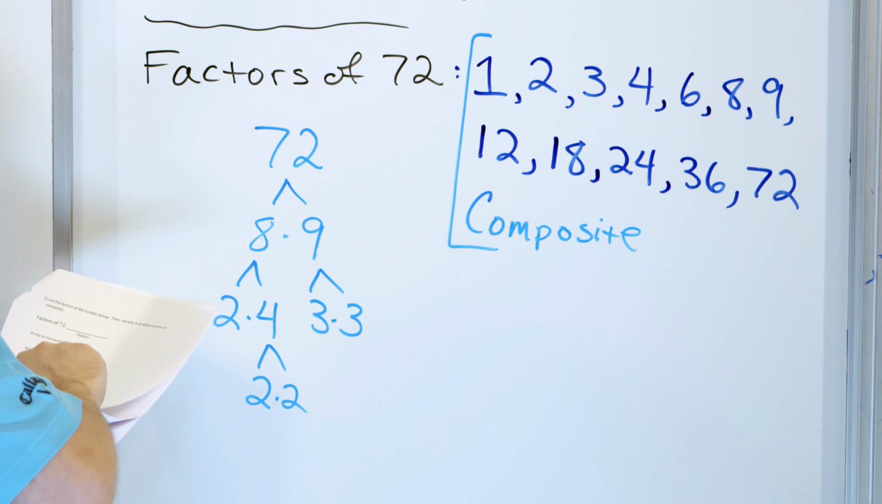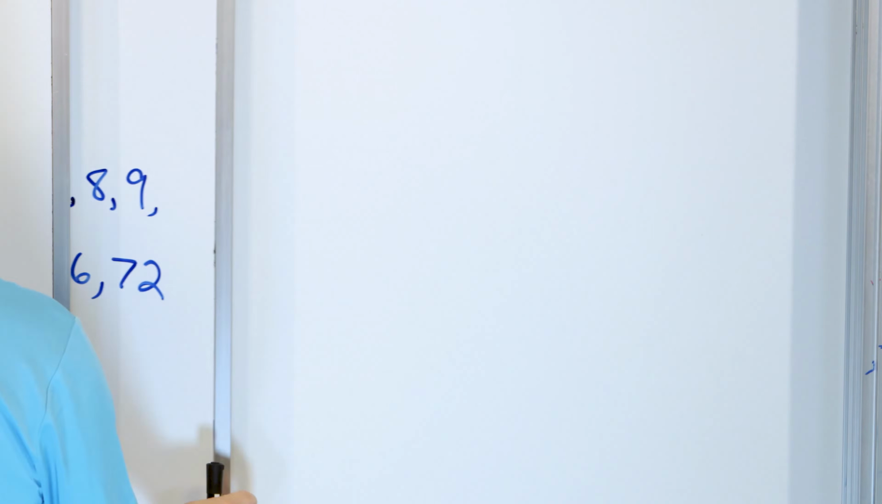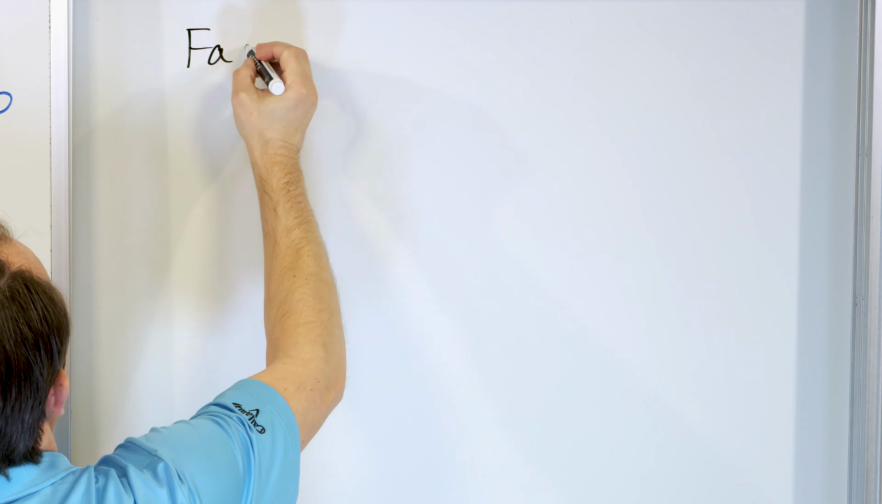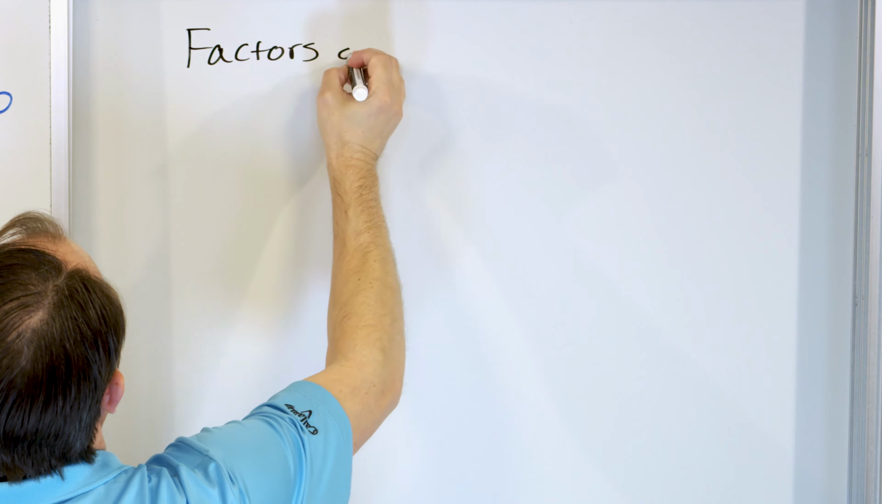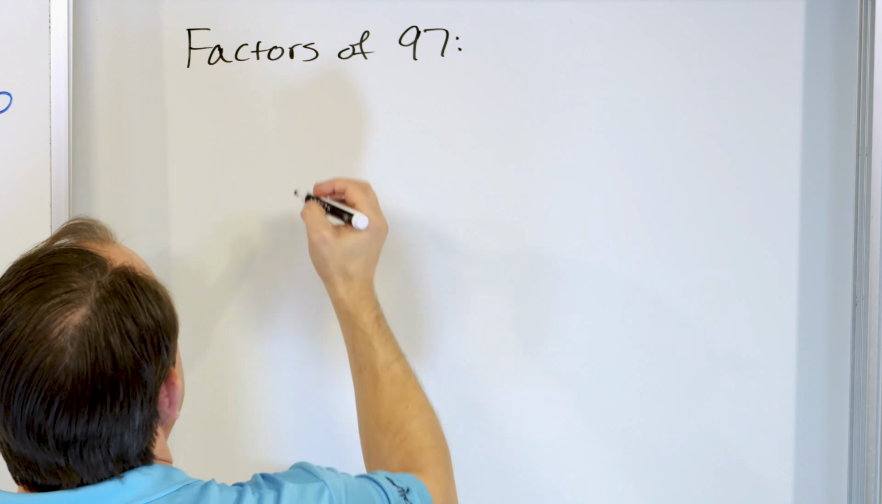All right, that was 72. I told you it would get a little bit tricky. Let's take a look at something not quite as tricky. Let's take a look at the factors of 97.